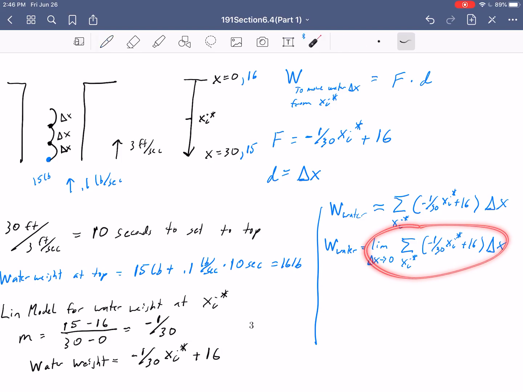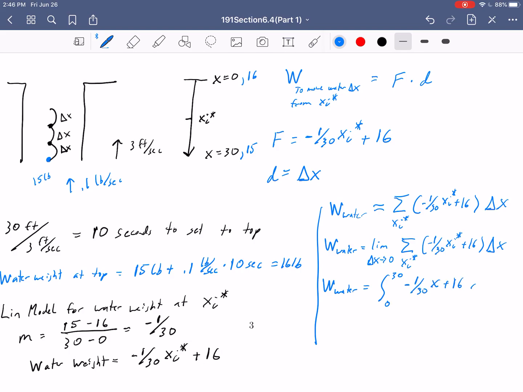Okay, now that we have that, we can change it into a definite integral. So the work for the water is the integral, which makes sense from x equals 0 to x equals 30. So the integral from 0 to 30 of (-1/30 x + 16) dx. All right, then we can integrate that. So we get that the work for the water is -1/60 x squared plus 16x, evaluated from 0 to 30.